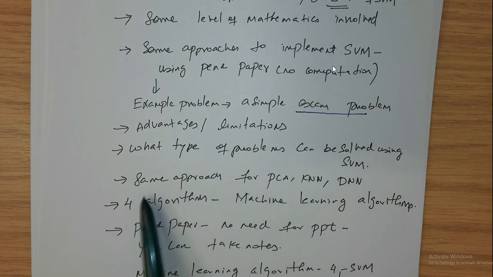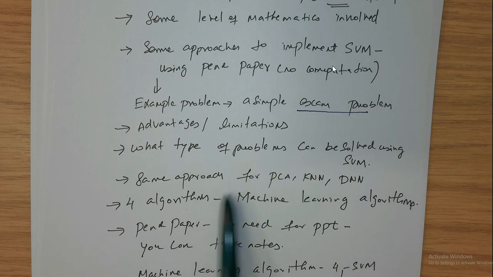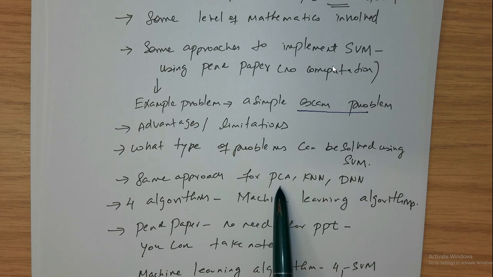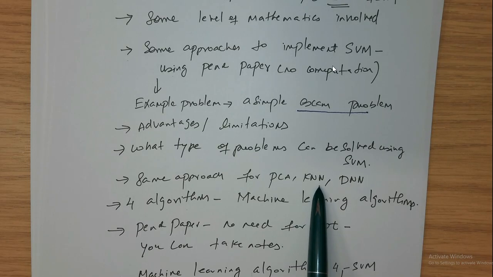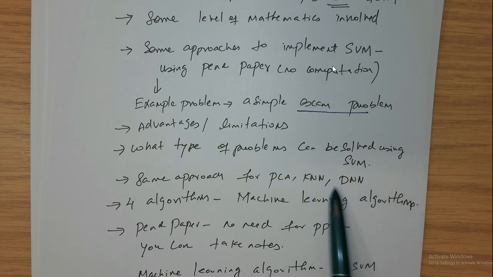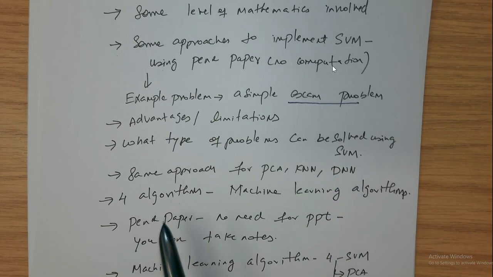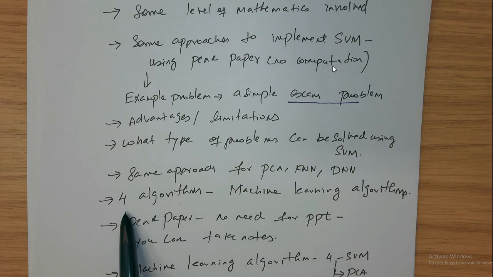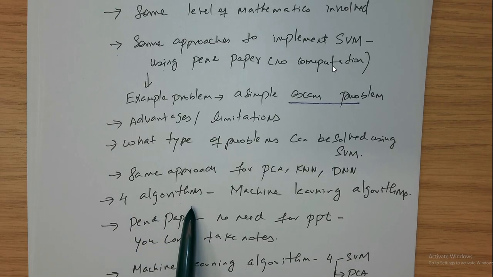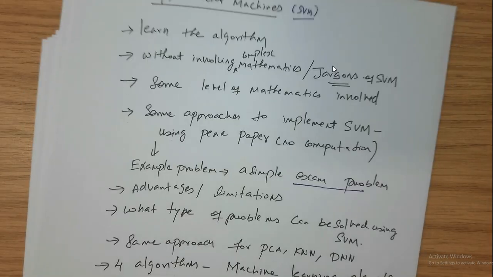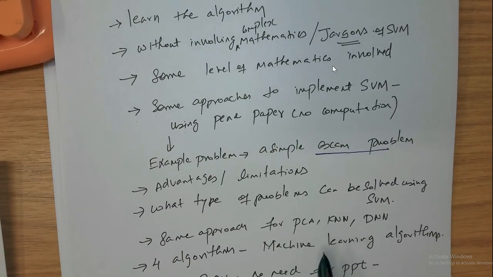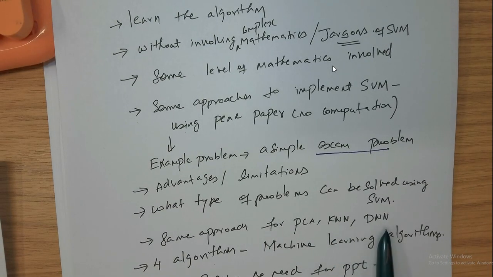And then we are going to use the same approach when you learn about other machine learning algorithms: principal component analysis, the k nearest neighbor algorithm, and deep neural networks. So for this module you are going to learn 4 machine learning algorithms. One is obviously your support vector machine, and then eventually we will learn about PCA, KNN, and DNN.